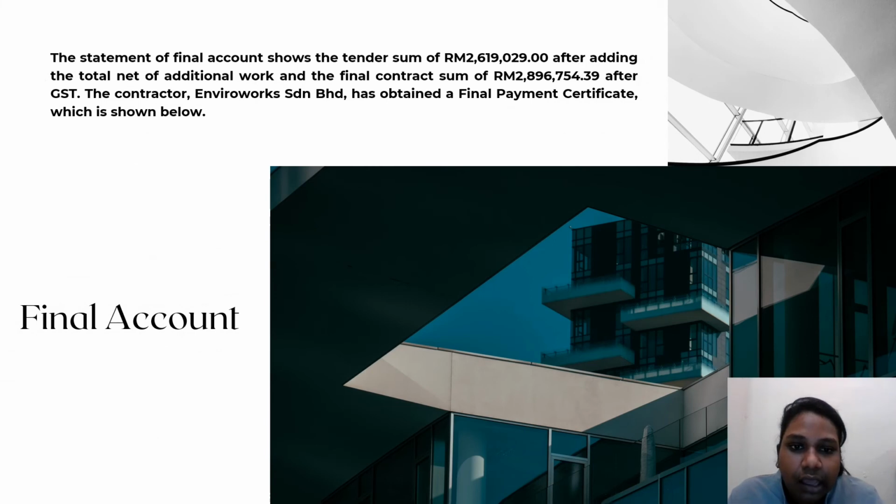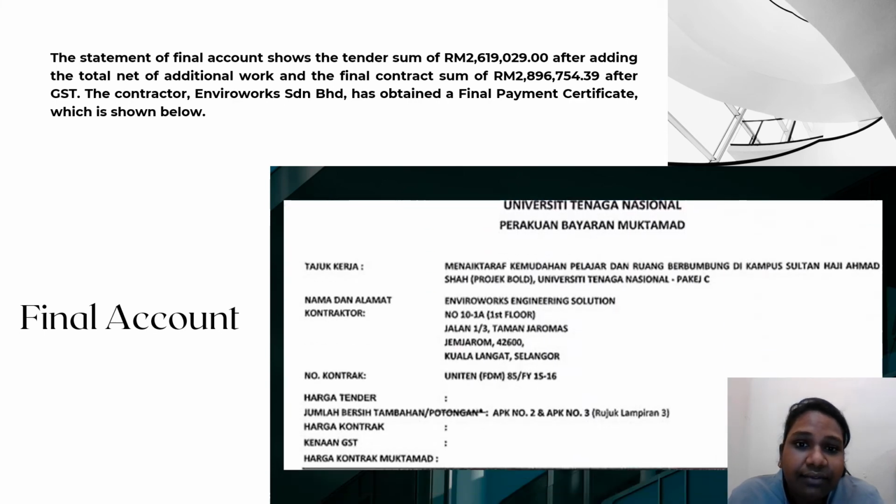Next is the final account. The statement of final account shows below the tender sum of this project after adding the total net of additional work and the final contract sum after GST. The contractor has obtained a final payment certificate which is shown below.